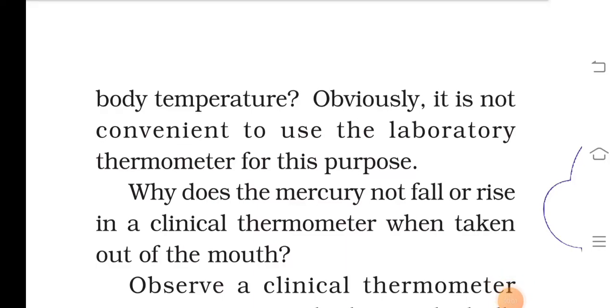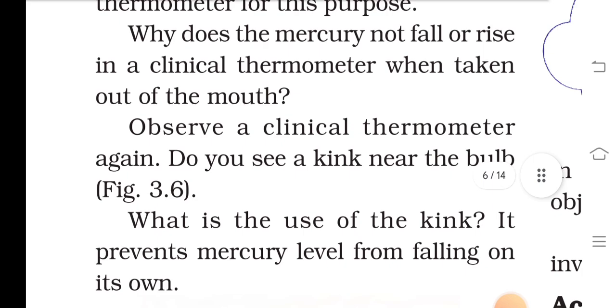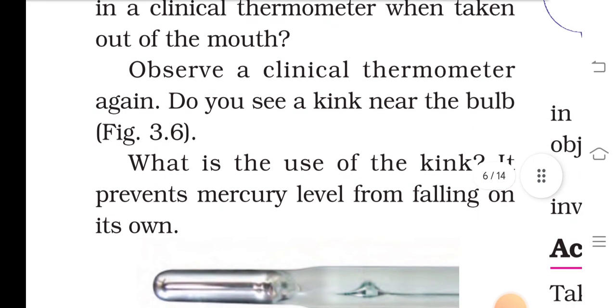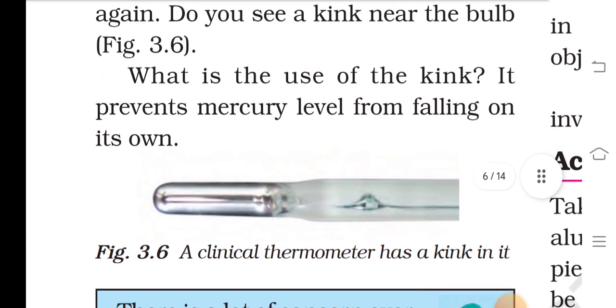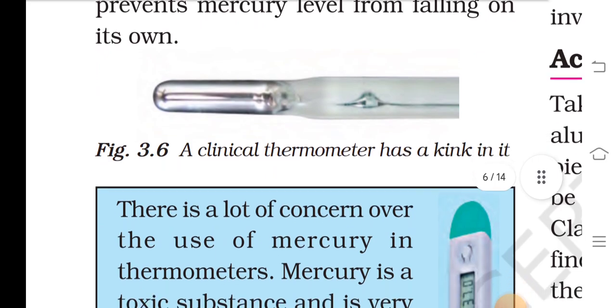Chapter 3, Body Temperature. Obviously, it is not convenient to use the laboratory thermometer for this purpose. Why does the mercury not fall or rise in a clinical thermometer when taken out of the mouth? Observe a clinical thermometer. Do you see a kink near the bulb? What is the use of the kink? It prevents the mercury level from falling on its own.